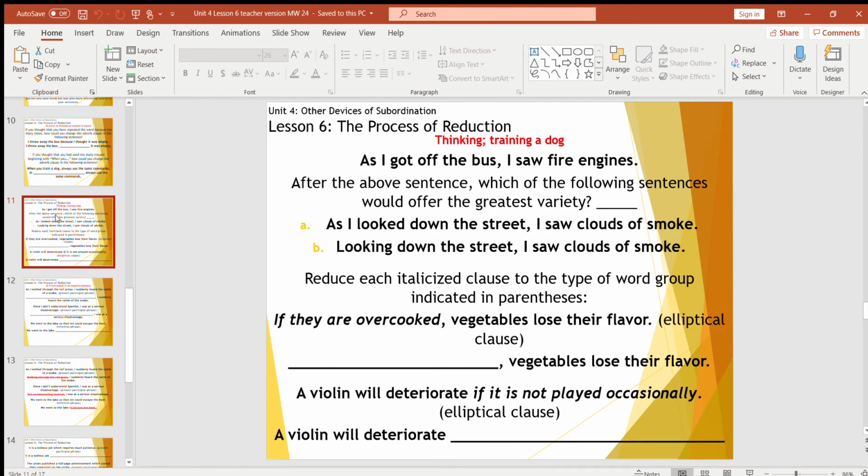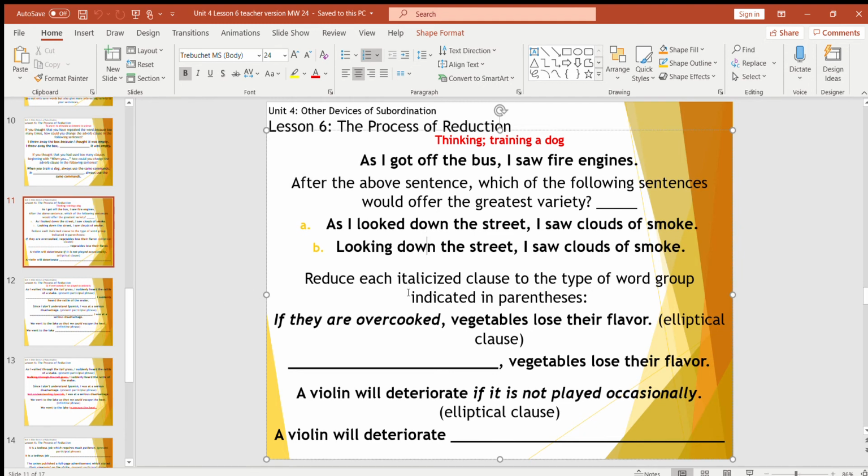Make a gerund phrase. As I got off the bus, I saw fire engines. So if I had just written that sentence and then I wanted to continue on with another sentence, which of these two would offer a better variety? As I looked down the street, I saw a cloud of smoke, or looking down the street, I saw a cloud of smoke. Which one would be better? B, right? Because A is following the same structure of the adverb clause as the previous sentence did. And generally speaking, you don't want to follow a sentence with the same type of structure.